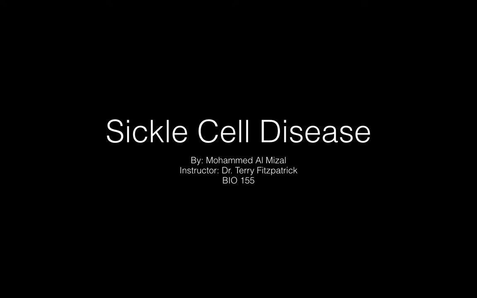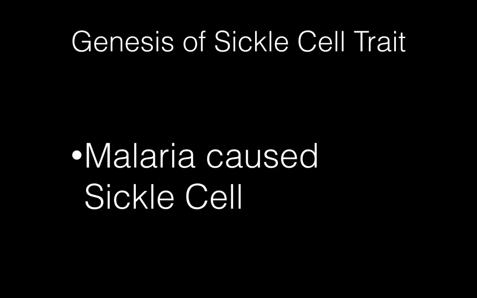I will be talking about sickle cell disease. Sickle cell trait occurred as a natural mutation of the hemoglobin gene. Sickle trait serves as a protective mechanism against malaria. Malaria is a deadly disease found in countries along the equator.